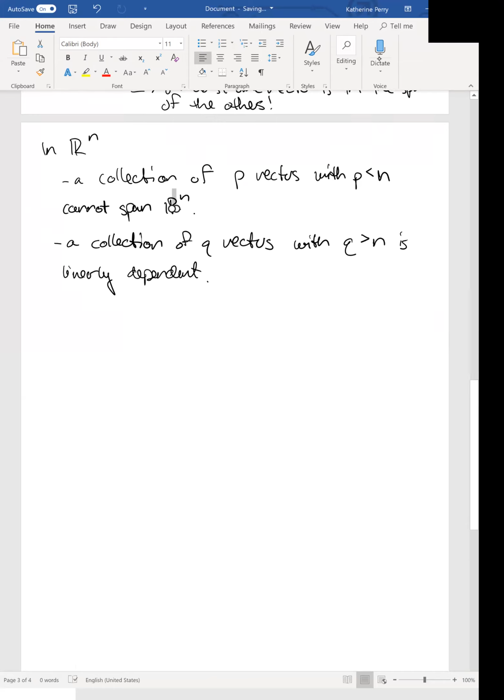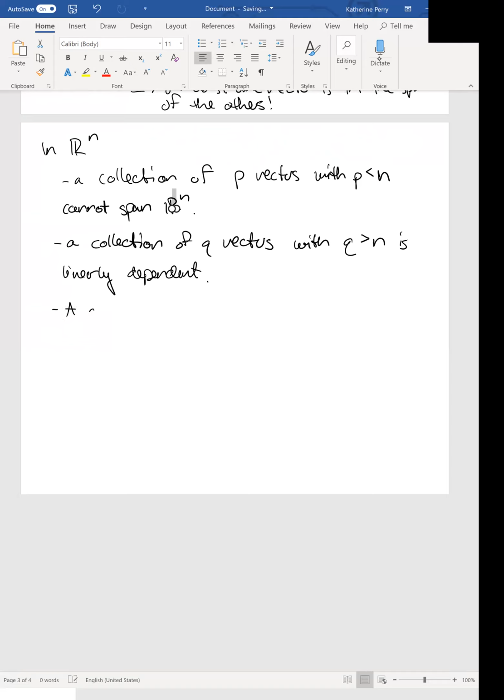Okay, however, if something smaller than n is not enough, and if something larger than n is too much, then the question is, well, if I have exactly n vectors, is that going to span Rn? And the answer is not necessarily.